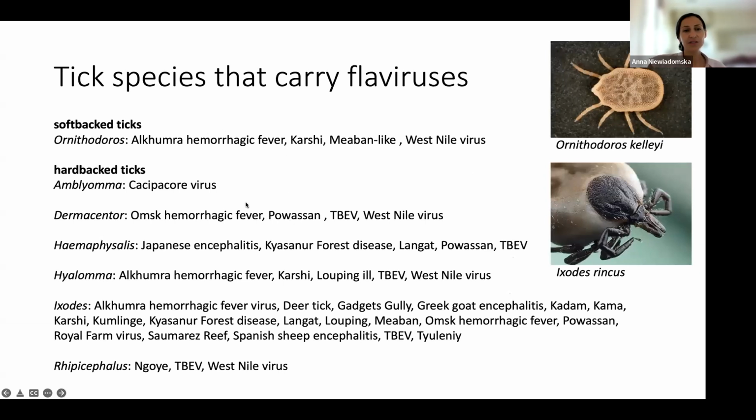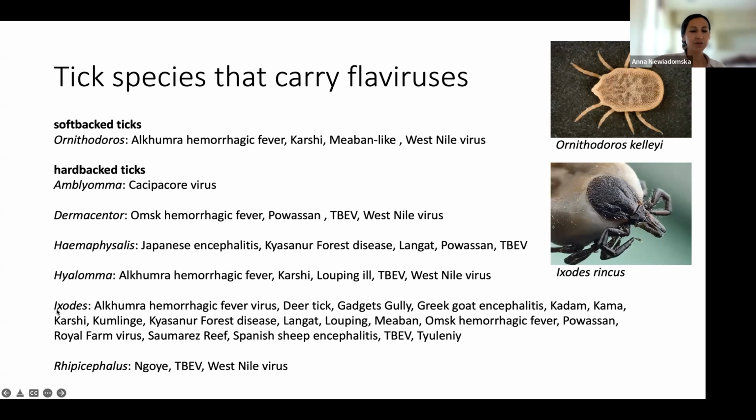So if you're interested in what kind of ticks carry these flaviviruses, it's more than just one specific species, and they can be divided into softback ticks in the Ornithodoros species and hardbacked ticks. And multiple types of ticks can transmit the same virus. So you can see, for example, Alkhurma hemorrhagic fever can be transmitted by both soft and hardback ticks.